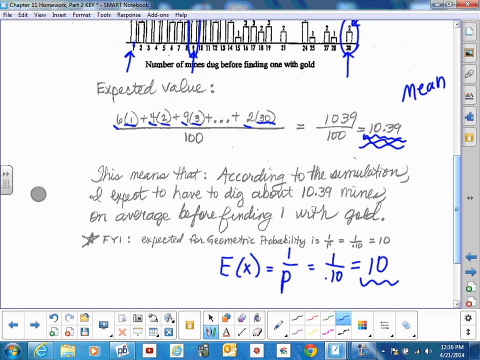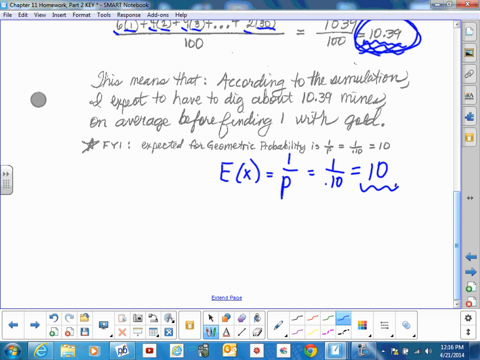Why is this off a little? Because of the law of large numbers, this is experimental. This is getting closer, but we've only done 100 trials. This is what's going to happen as you get to an infinite number of trials. Okay, all right, good.